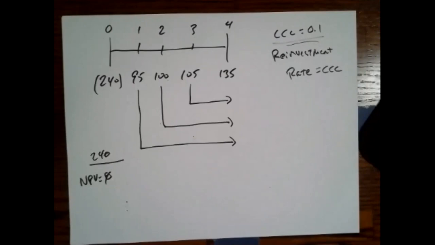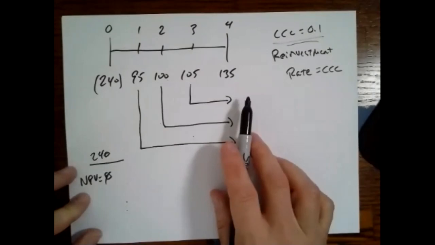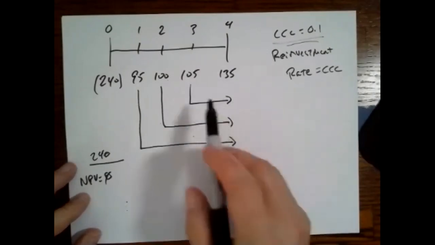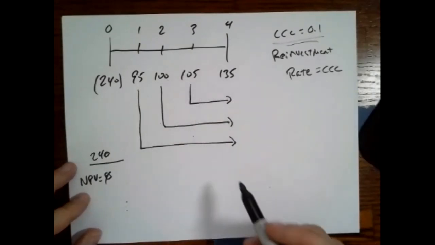It's a trick question, by the way. Leave it as it is. That's right. It's already there. It's already in the future. It doesn't need to do anything. It's already at the end of year 4, right? Everybody else needs to come up to the 135. But the 135 is already there.